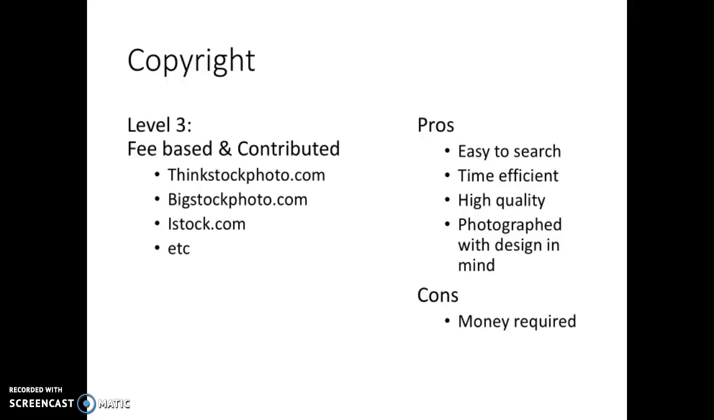The pros of this level are that they are easy to search. You can search as specifically as by race, gender, number of people in a photograph, and setting for the image, among others. This means it's extremely time effective because you can find exactly what you're looking for. There is an entire industry built around this, and if you're looking for something specific, you will likely find it. Even something like a robot waiter. Yes, even that photograph exists.